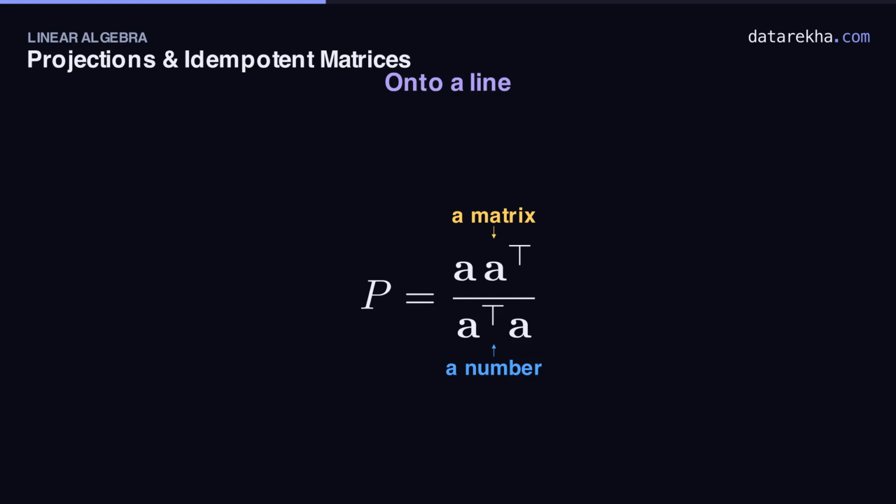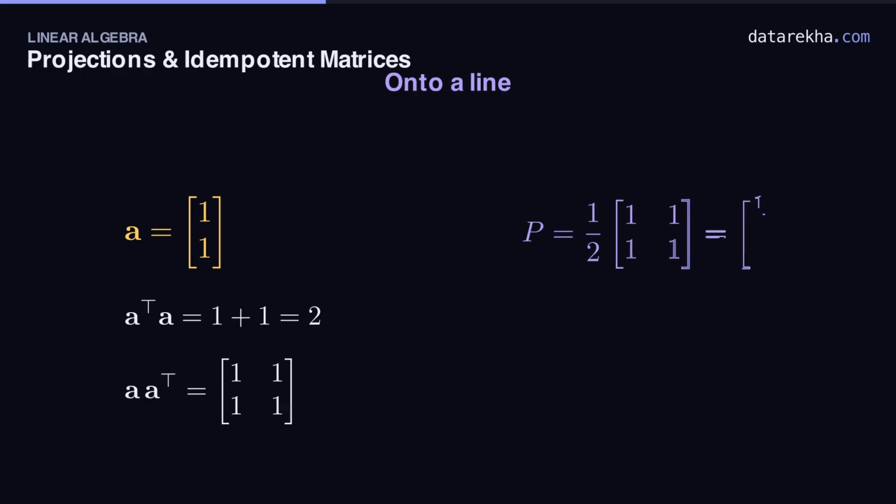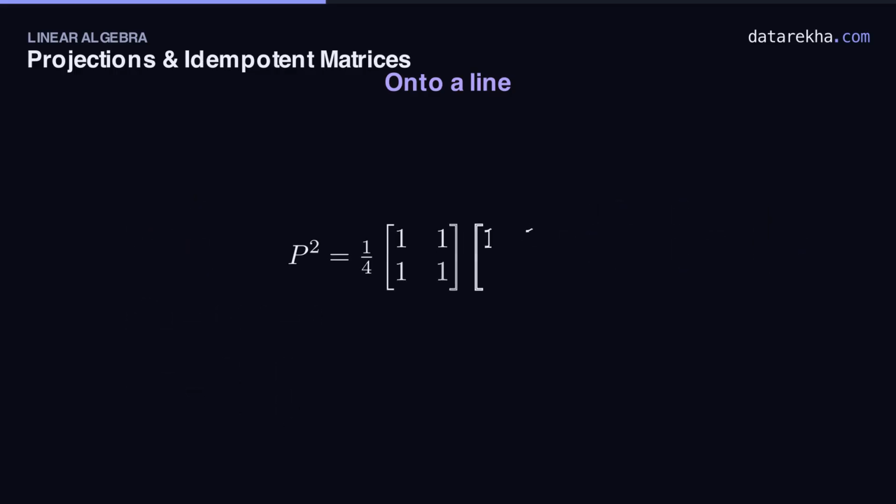That is our projector. Take a equals (1, 1), the diagonal direction. Then a transpose a is 1 plus 1, which is 2. And a times a transpose is the 2 by 2 matrix of all ones. Divide the matrix by 2, and there is P, a half in every entry. That is the orthogonal projection onto the line through (1, 1). Does it pass the test?